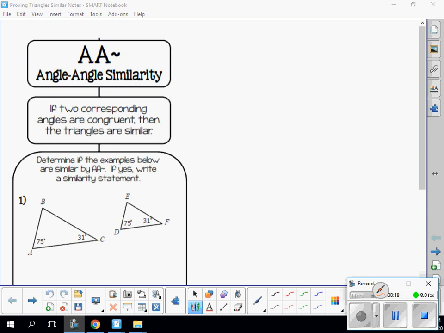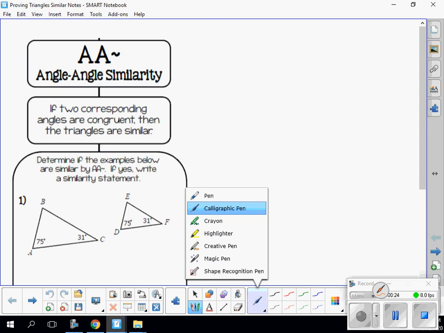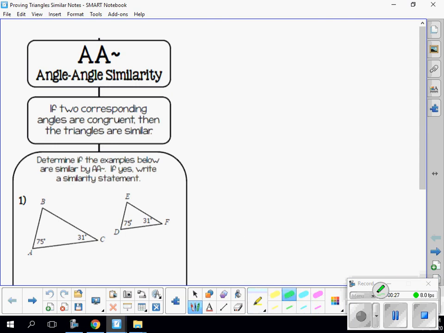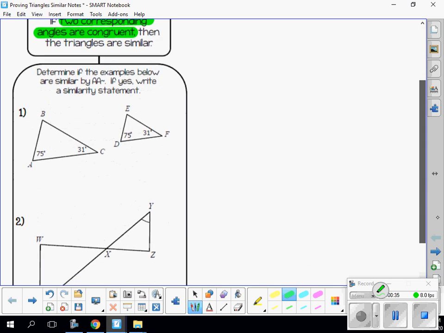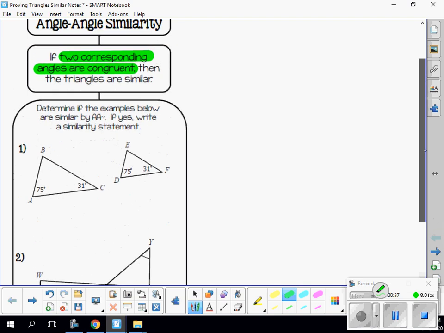Our first one is angle-angle similarity. If 2 corresponding angles are congruent, then the triangles are similar. So we have to have 2 angles that are congruent. If 2 are, automatically the third one has to be because we have that requirement of the triangle equaling 180 degrees. So we just need to see if we can say that they're similar. If they are, we want to write a valid similarity statement.